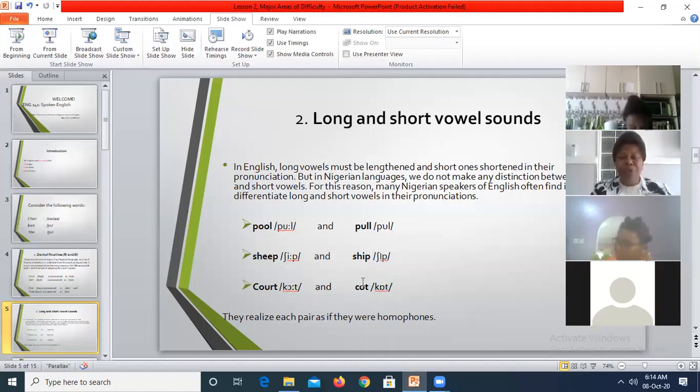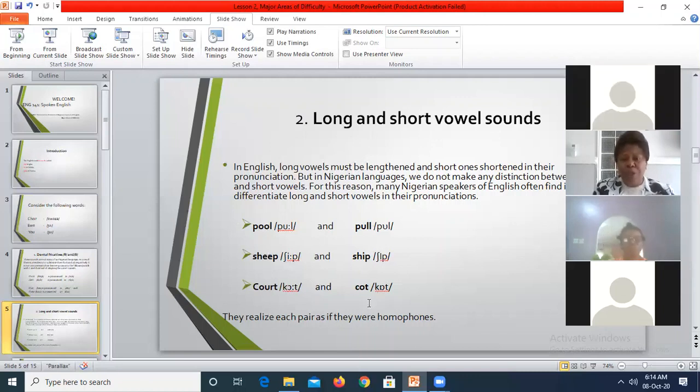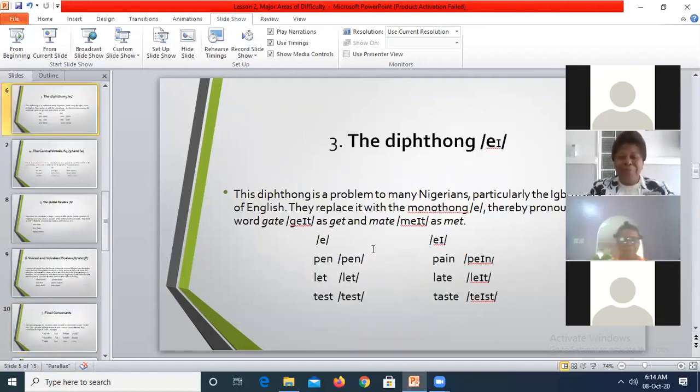I want you to understand that these words are not homophones. Pool is not a homophone to pool. Sheep is not a homophone to ship. Cut is not a homophone to cart. While these ones are long, these are short, and your pronunciation must indicate that. Okay? All right, my brilliant students, we move on to another.